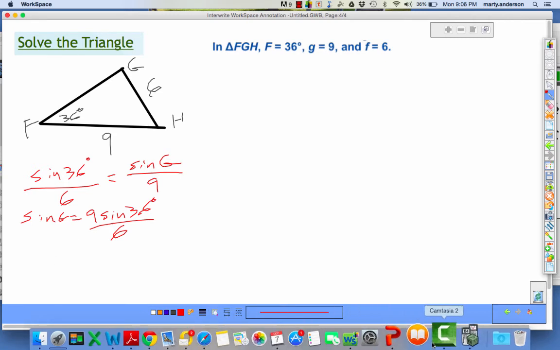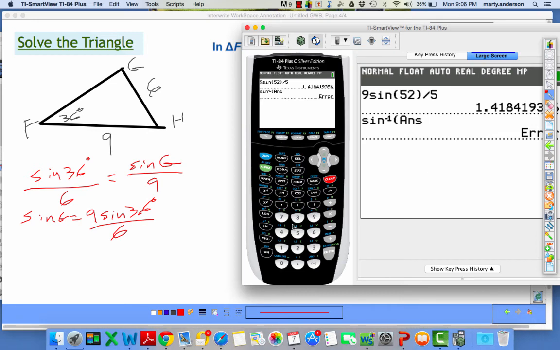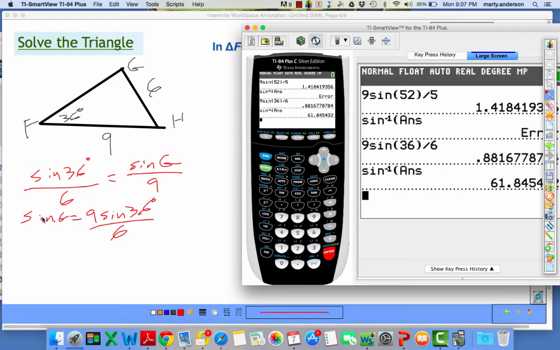So when I do that, 9 sine 36, close the parenthesis, divided by 6. 0.8116. So now I'm going to take the inverse sine of that. And again, that's between 0 and 1, so we're good. I can insert that answer by using second to the negative sign. And there we go. I got 61.84.